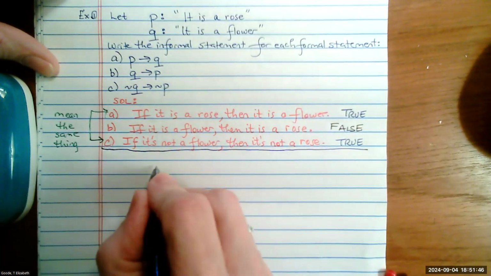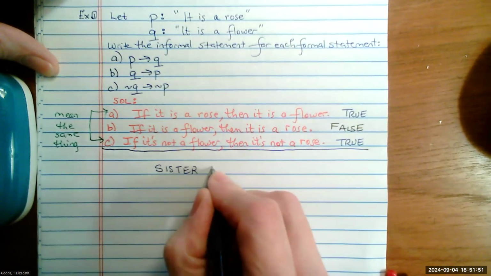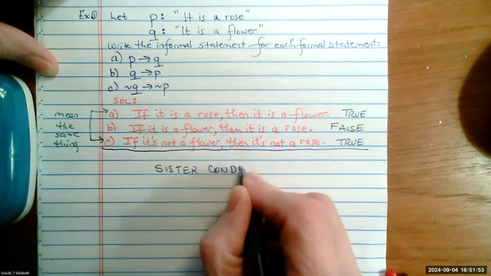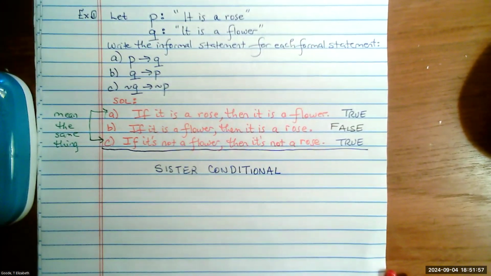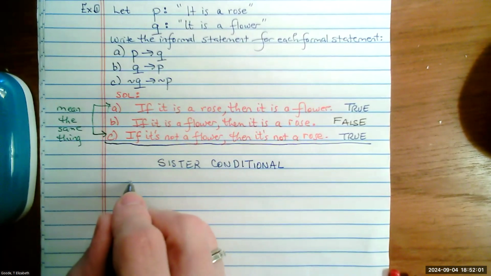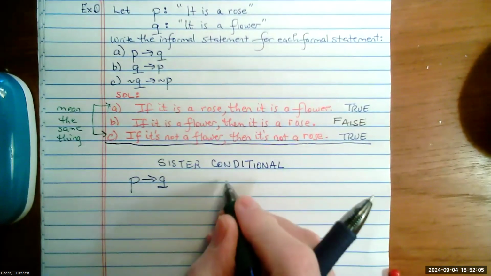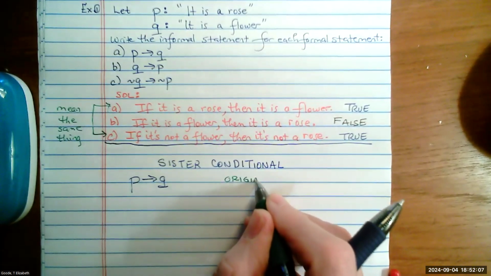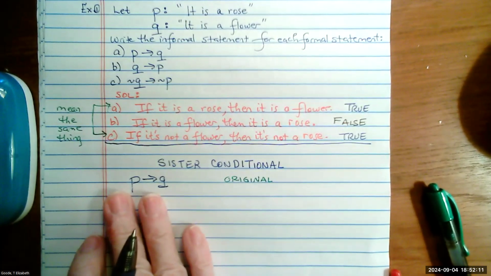So I call these the sister conditionals. It's after some Indian folklore about the sisters that you plant together, squash, beans, and corn, and they grow together perfectly. And so when we have an original conditional, if P then Q, let's just call that the original. There are three sister conditionals that are associated with if P then Q.